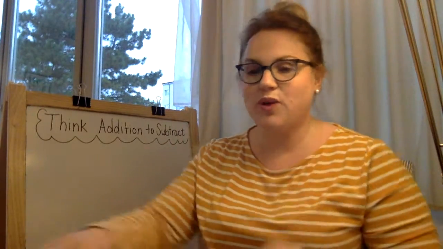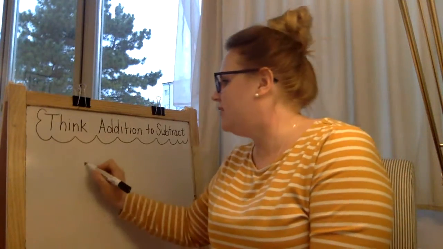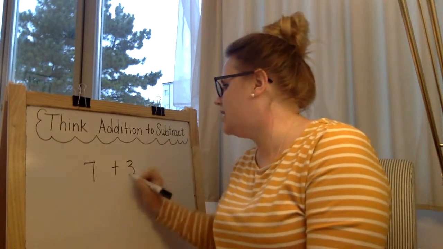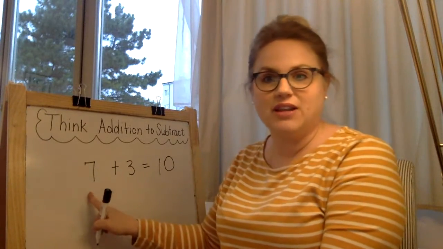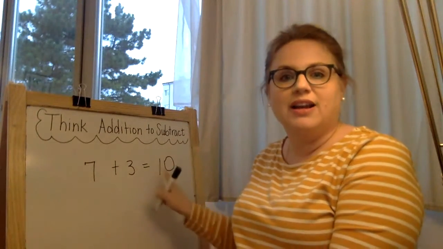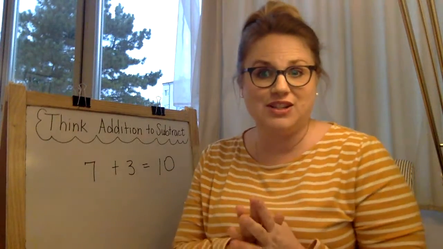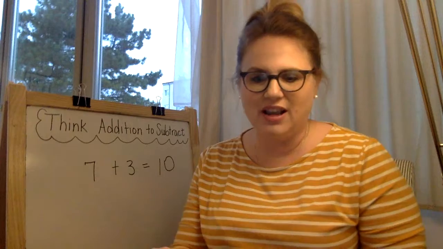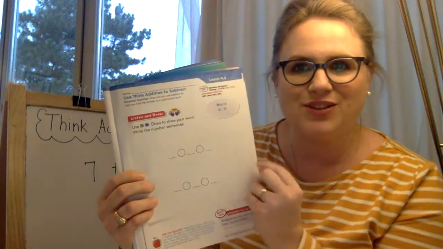If I was going to write that as a number sentence, then I would say 7 plus 3 equals 10. She had 7. She got 3 more. Now she has 10. Okay, so that's a review of addition that we've already practiced this year. Go ahead and fill that in as your first number sentence on this page.